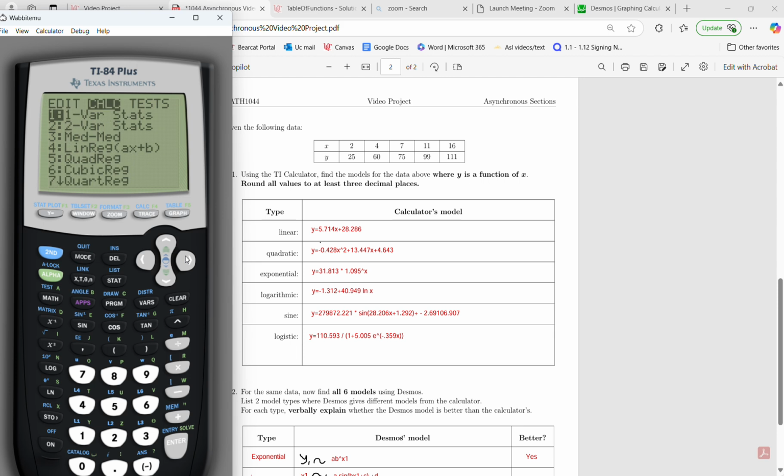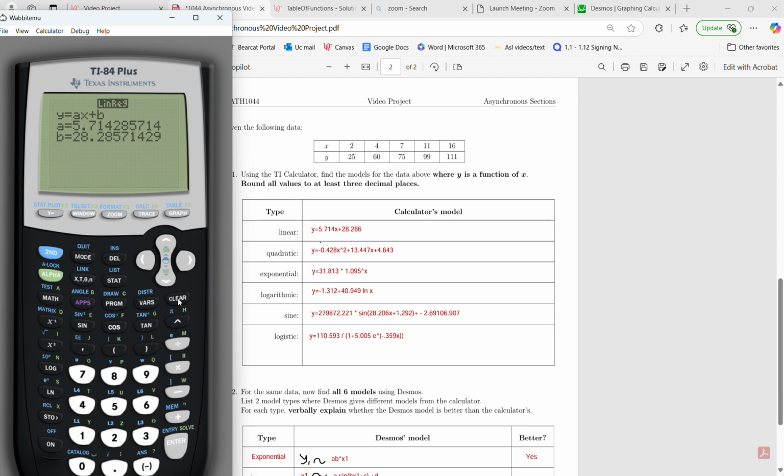All right, and then we go down to LinReg for our first one. It already has L1 and L2 in there for the X and Y, so you go down to Calculate. And this will give us our equation, which will end up being Y equals 5.714X plus 28.286. And then you repeat this process for the rest of your functions. We'll go ahead and walk through them.